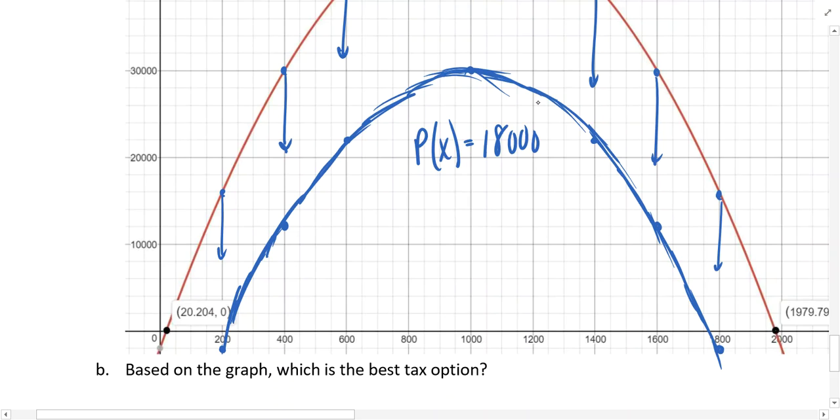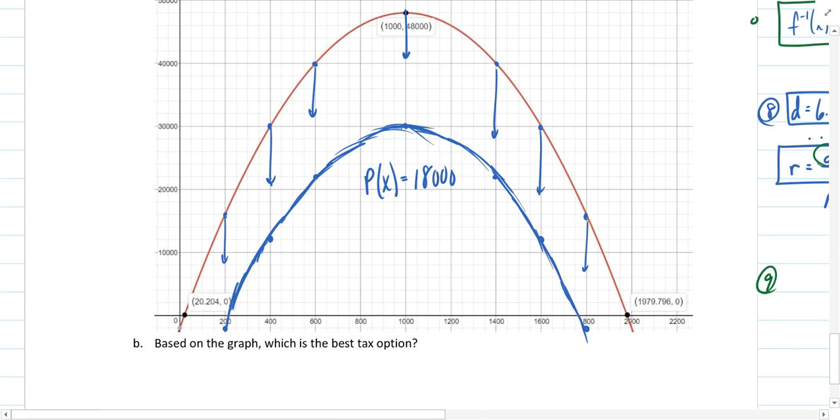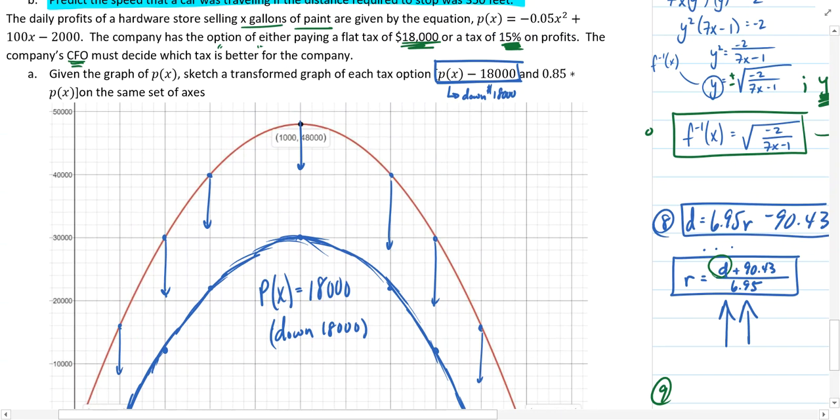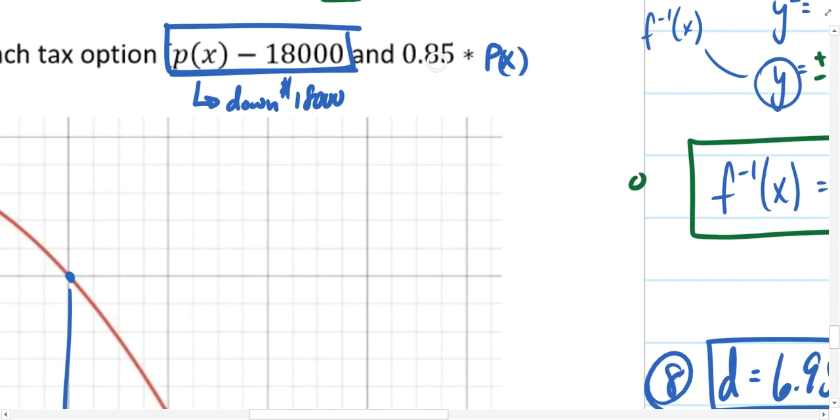Actually, I think I'll leave those arrows on there so you can see where that came from. All of those data points were shifted down 18,000 units. Now, what about 0.85 times P of X? Well, 0.85 times P of X, that's again a movement on the outside, or a value on the outside.